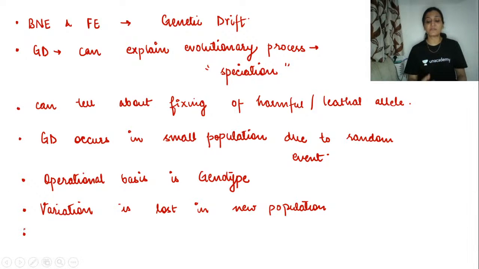And what else occurs in this? The surviving population cannot tell you anything about the original population. Very important thing. The surviving population is not going to tell you anything about the original population. It is not going to hint at all what alleles were present in the original population.